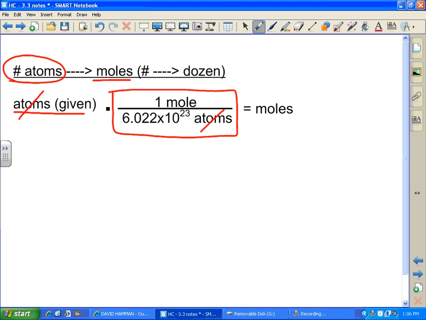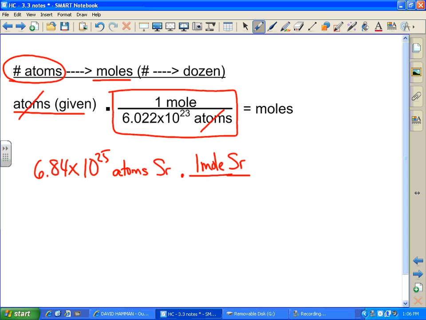One example to give you here. Start out with 6.84 times 10 to the 25th atoms of strontium, and we want to figure out how many moles we have. So what would we do? We're going from atoms to moles. So 1 mole of strontium goes on top for the conversion factor. Avogadro's number goes on the denominator.